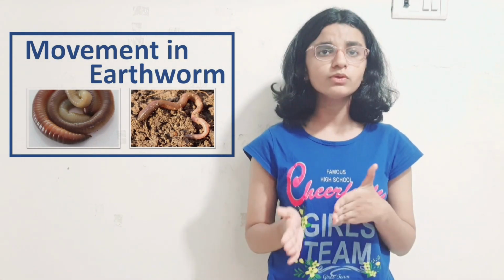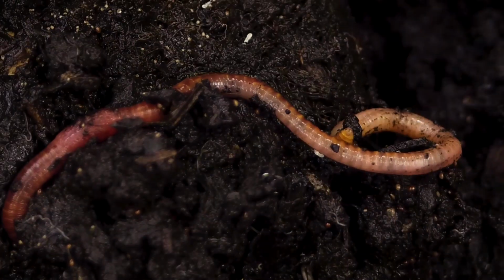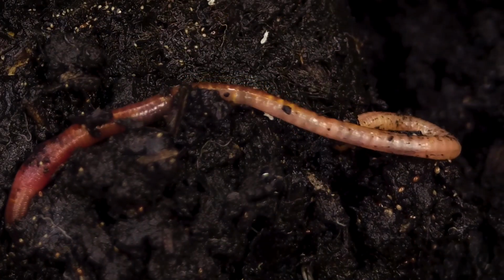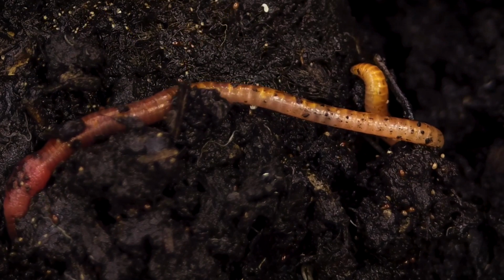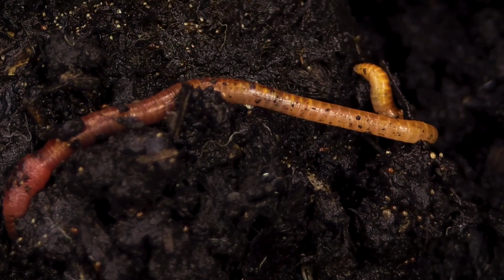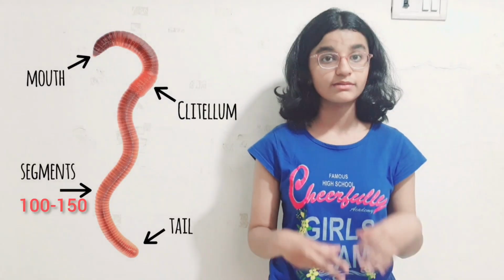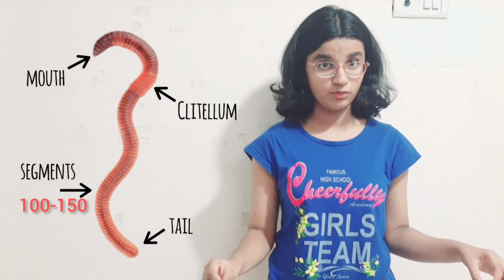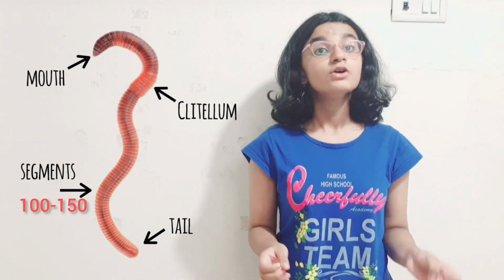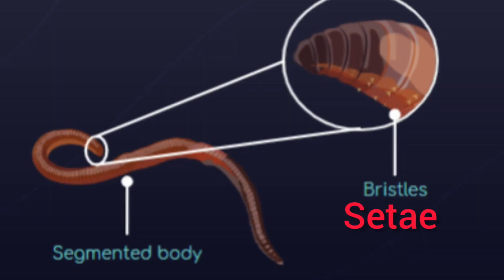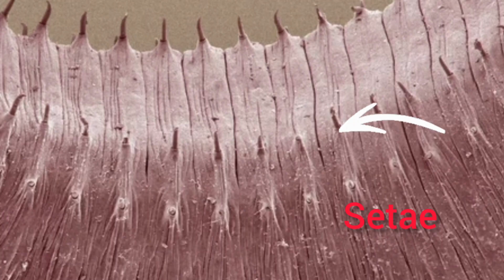Now, an earthworm moves slowly in the soil. An earthworm has a long cylindrical body which is made up of several ring-like segments known as metameres. There are 100 to 150 segments in the body of an earthworm. Now, under the body of an earthworm, there are tiny hair-like bristles known as setae. The setae's job is to help the earthworm grip the ground.